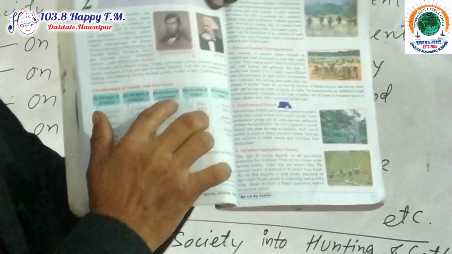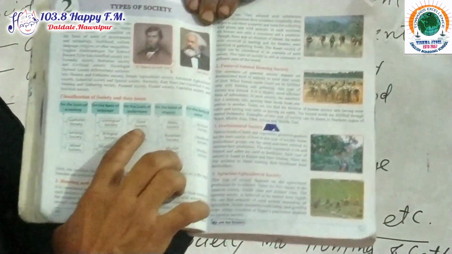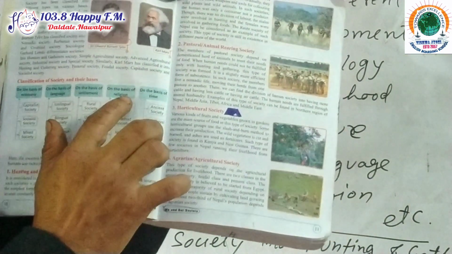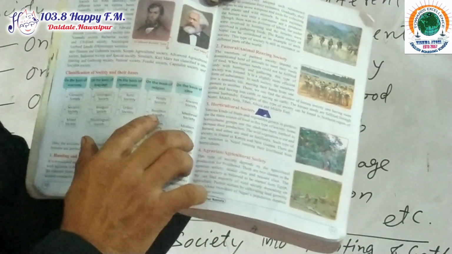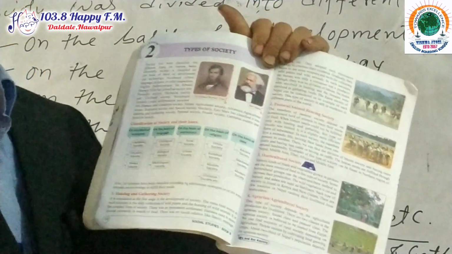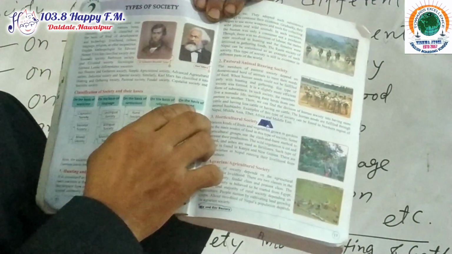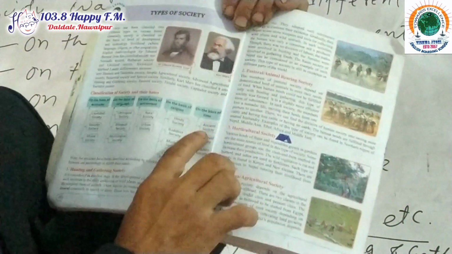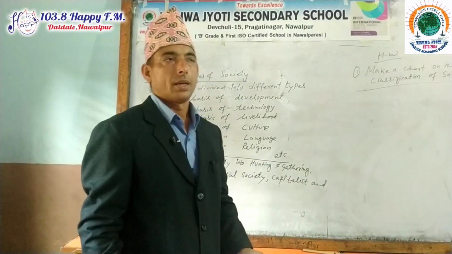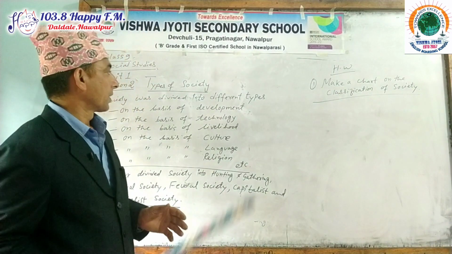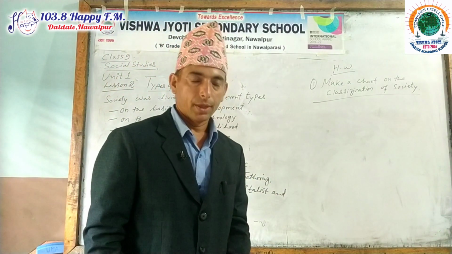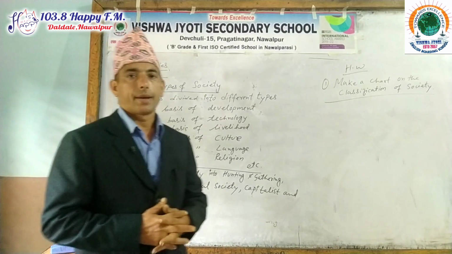Like this, we see on the basis of settlement or the area where society exists, rural society or urban society. Like this, society is divided on the basis of religion: Hindu society, Buddhist society, Muslim society, Christian society, or others. Like this, society is divided on the basis of time: ancient society, medieval society, modern society. It's very clear about society based on livelihood, culture, language, religion.